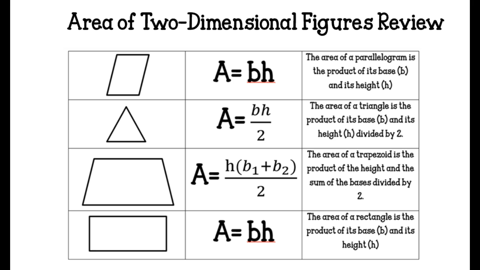Area of a trapezoid is the height times base 1 plus base 2, divided by 2. And the area of a rectangle is base times height.